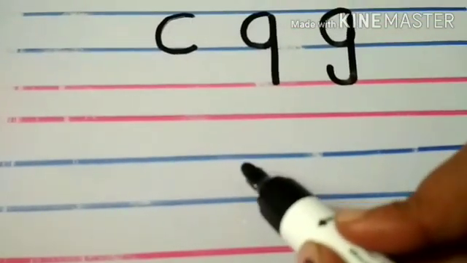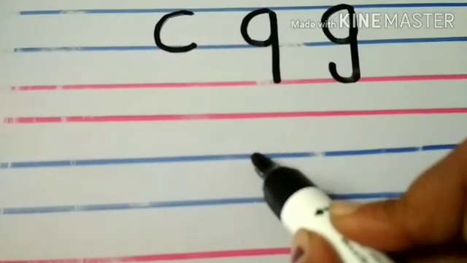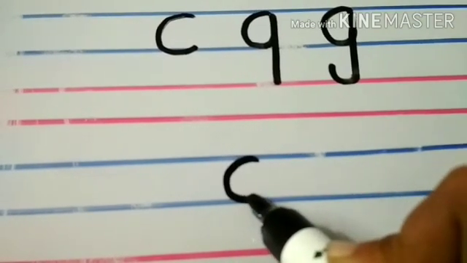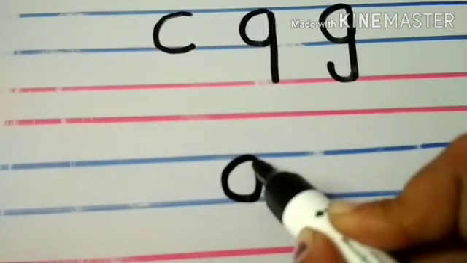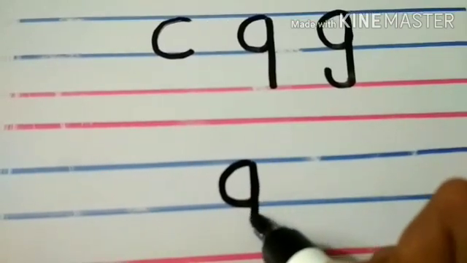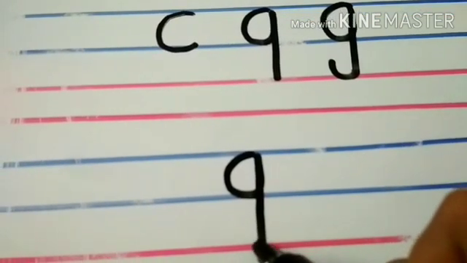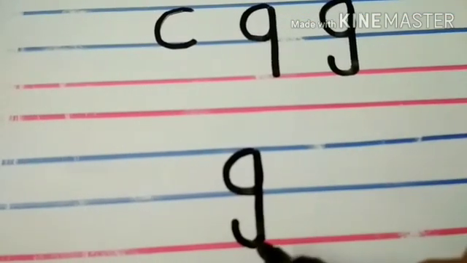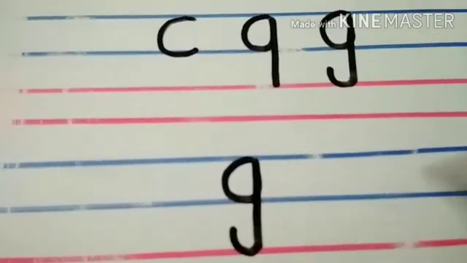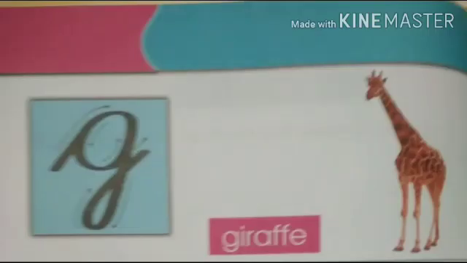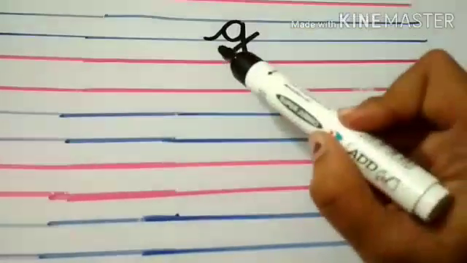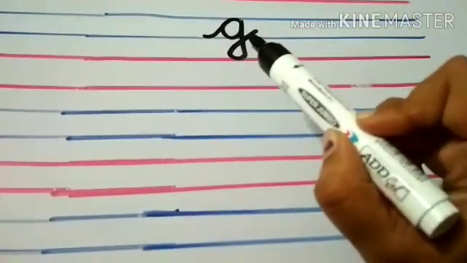Again see. Keep your pencil on second line. Then make a curve till the third line. Then go up to the middle. Come down with the standing line till the fourth line and take out slight curve at the bottom. It is called small g. This letter is small cursive G. Now tell me children, which letter it is? It is cursive G. Okay.